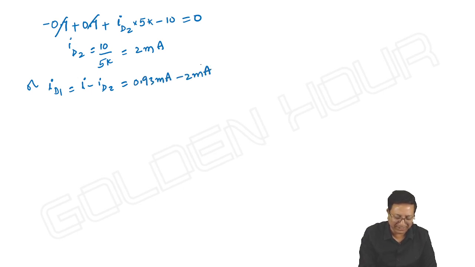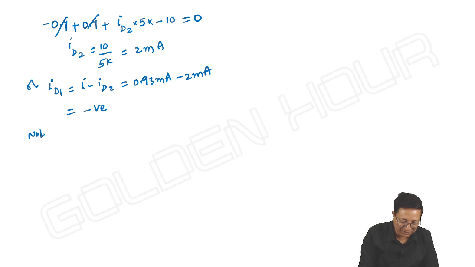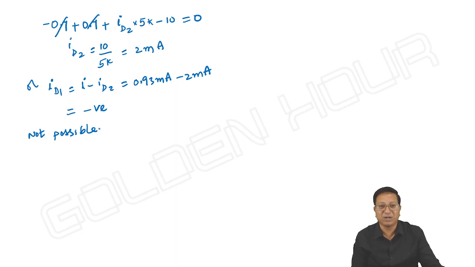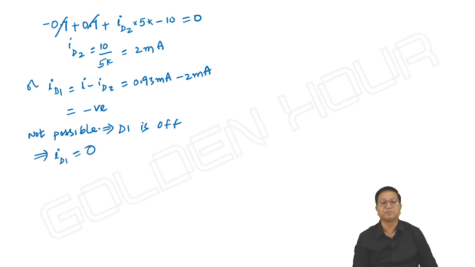ID1 and ID2 are positive as the diodes are in conduction. Their sum should be greater than either of ID1 or ID2, but it is 0.93. It is not possible, negative. It means our assumption is wrong. What is our assumption? D1 is on. ID2 is coming positive, but this is not the exact value. ID1 is negative, which is not possible, implies D1 is off. Diode D1 does not conduct, so ID1 is equal to 0.